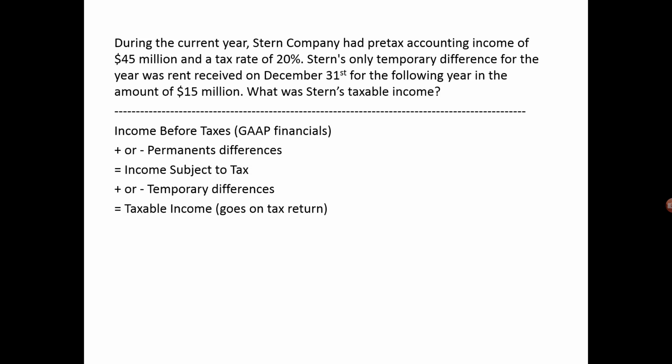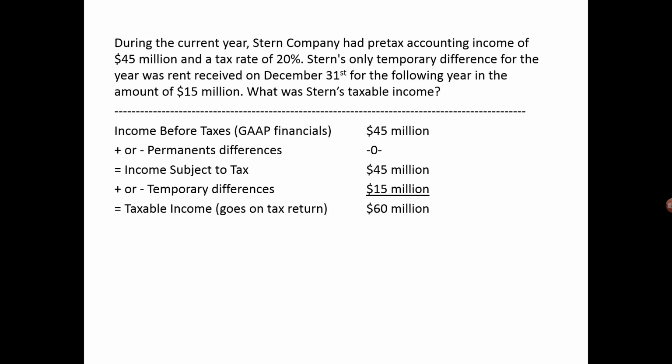So what would we have to do? It's not a permanent difference, it's temporary. But we would actually have to add that $15 million in and let it get taxed according to the tax law, even though it's not shown as rent. It's unearned rent actually in GAAP. It stays in unearned rent. It doesn't come into rent revenue until the following year when it's considered earned.